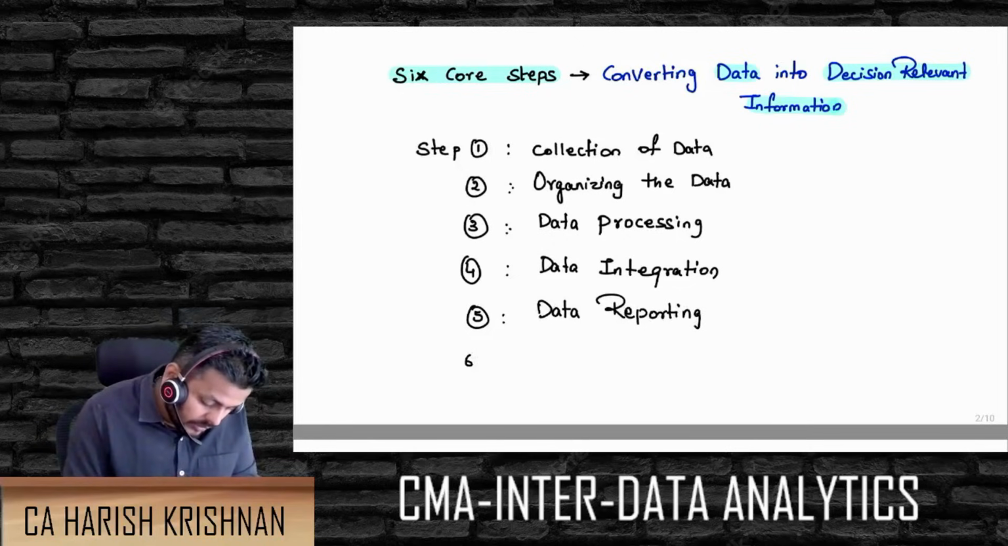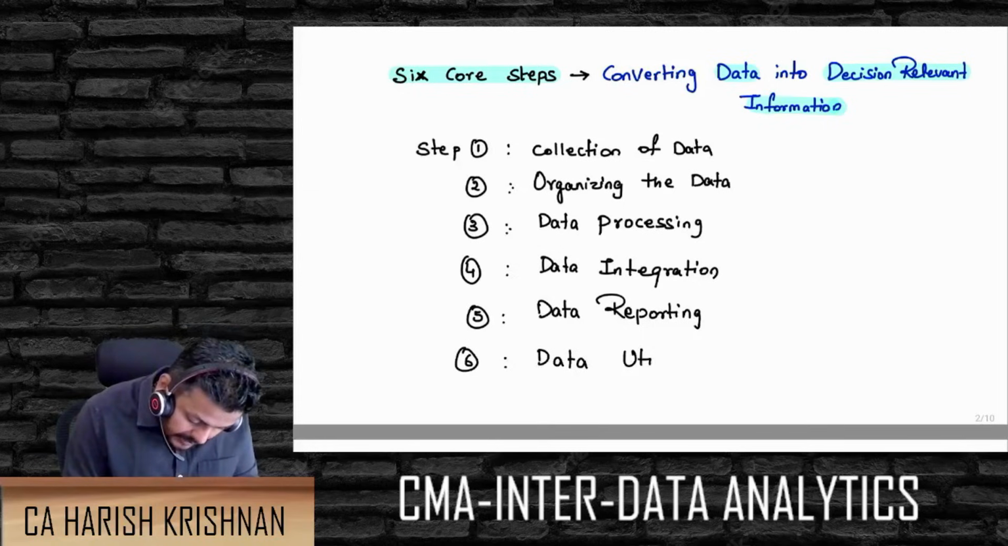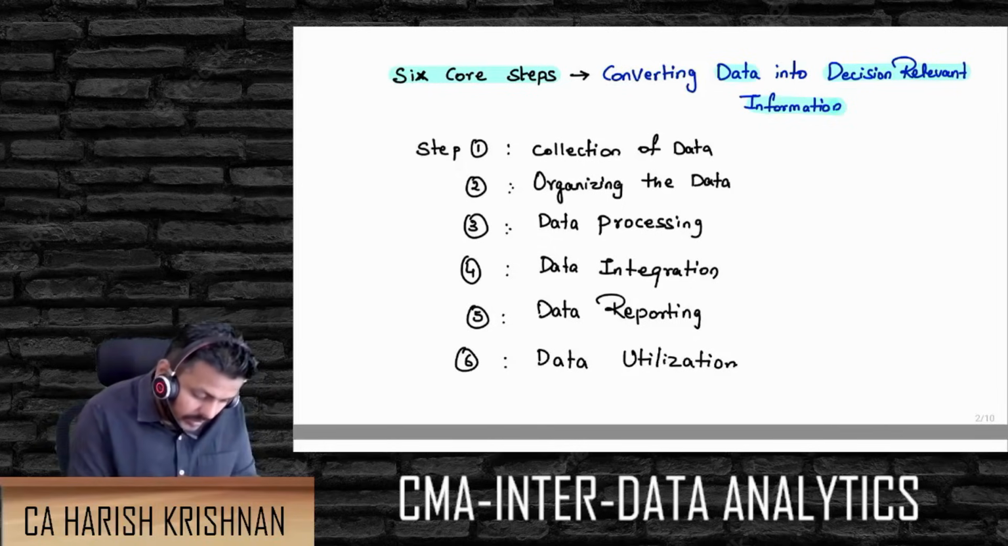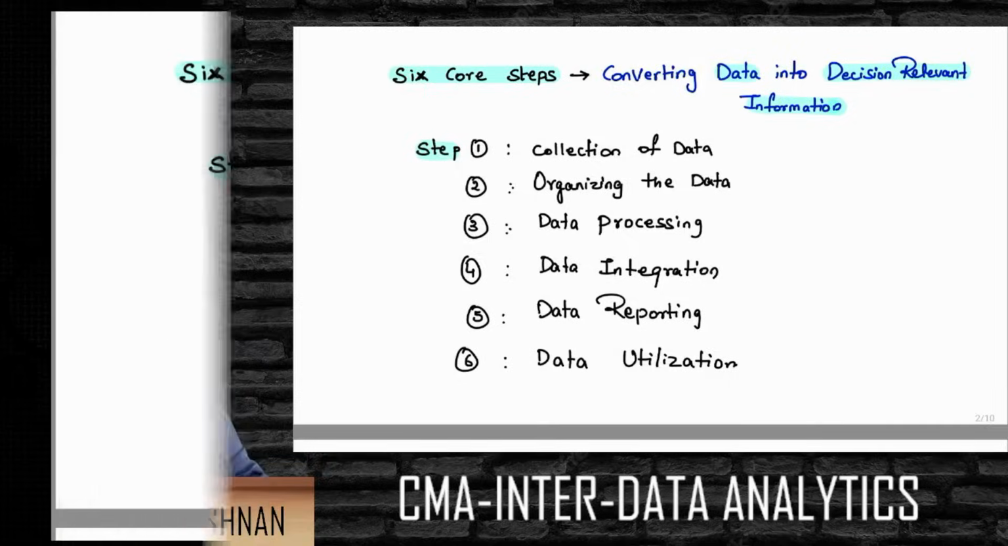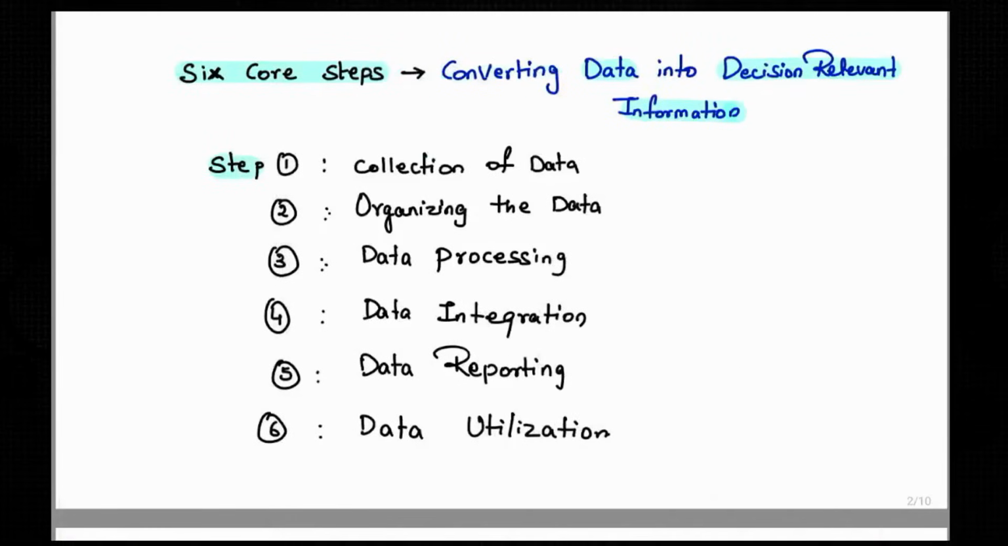and then also data utilization, right? So these are the 6 core steps that are involved in converting data into information.